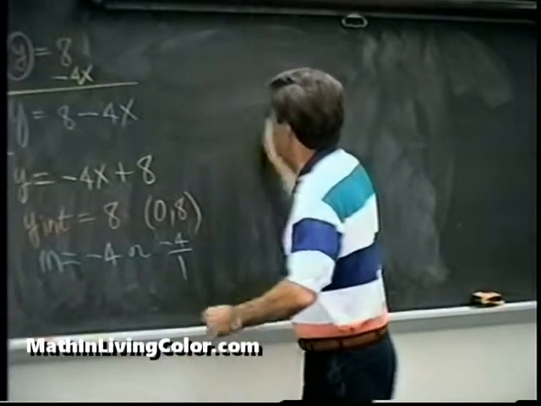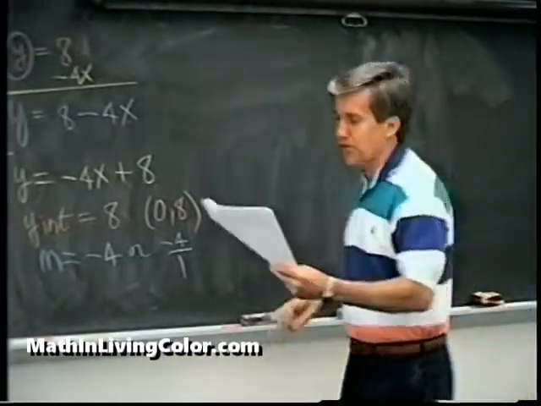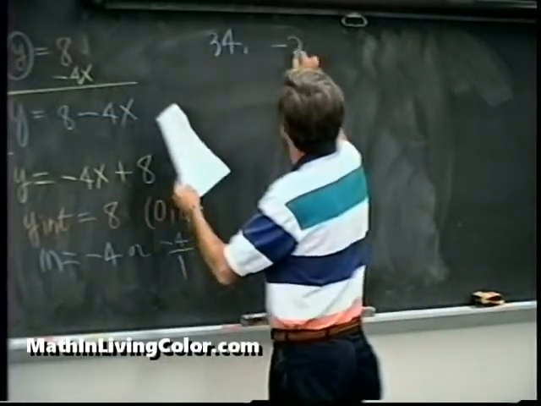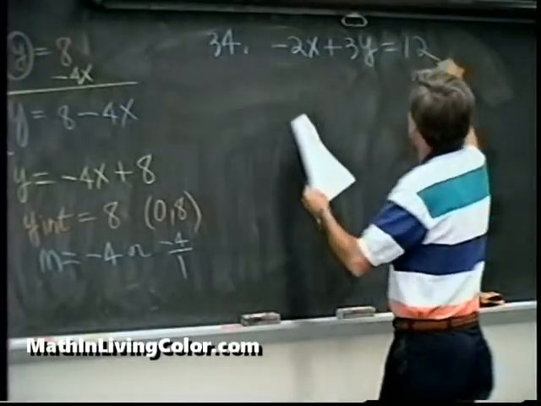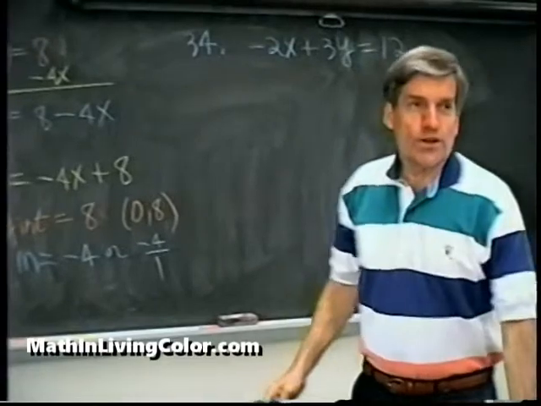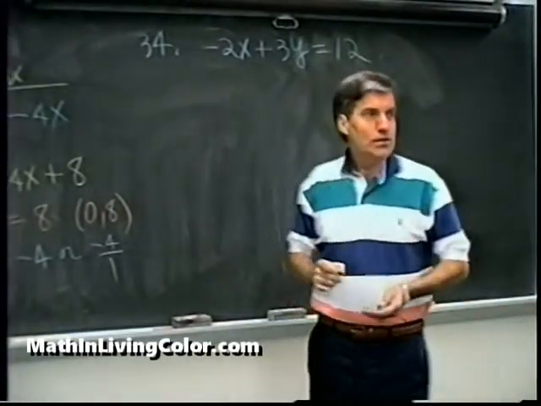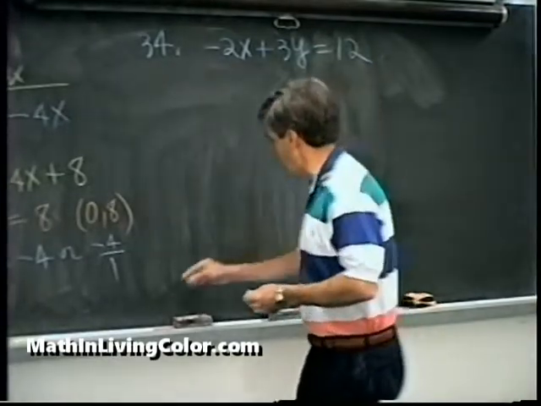Now, let's take a slightly more complicated problem like number 34. Number 34 says negative 2x plus 3y equals 12. Now, what do I have to do before I can find the slope and the y-intercept? Isolate the y. In other words, we have to solve for y.